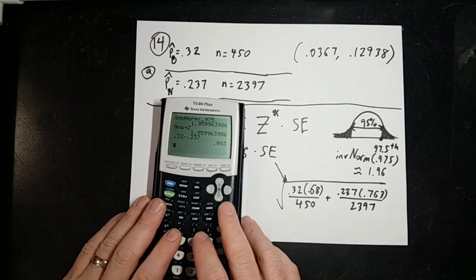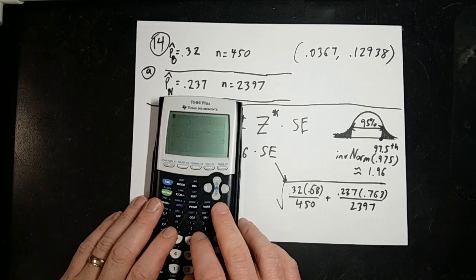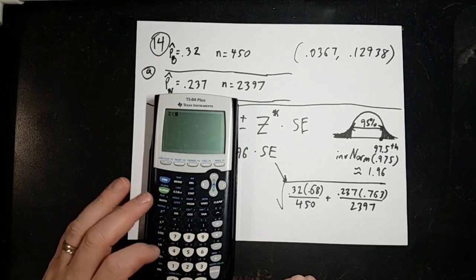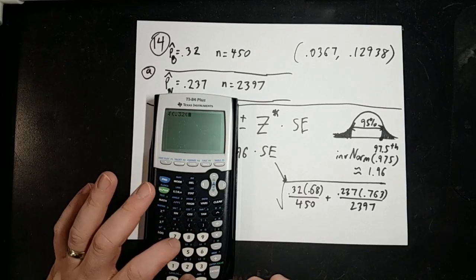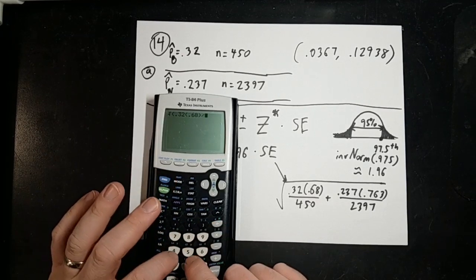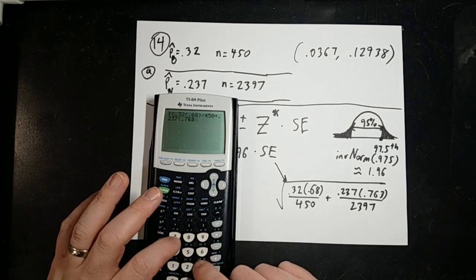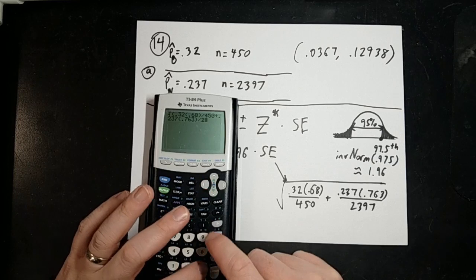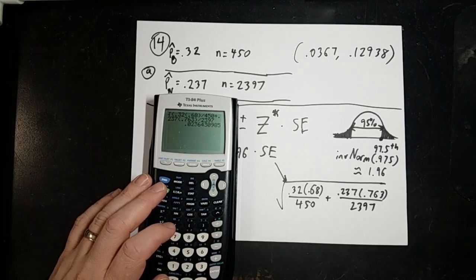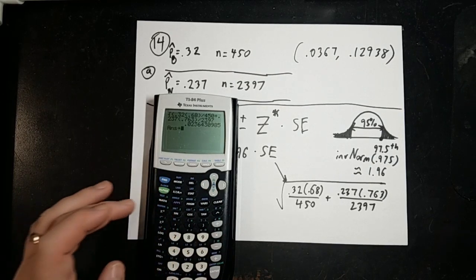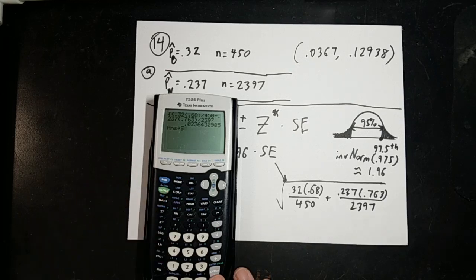And again, Matt Bognar's website's probably going to be a bit nicer here. We'll deal with that in a little bit. Square root of 0.32 times 0.68 divided by 450 plus 0.237 times 0.763 divided by 2397. Boom! There's my standard error. Let me store that to S.